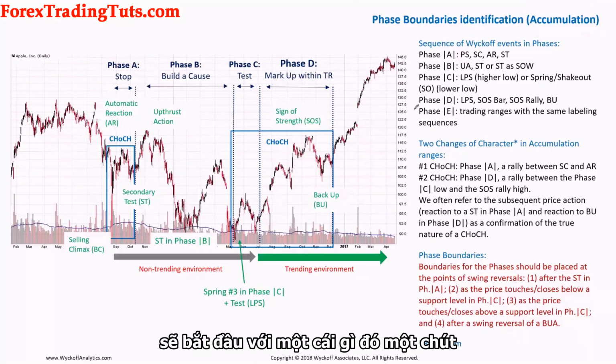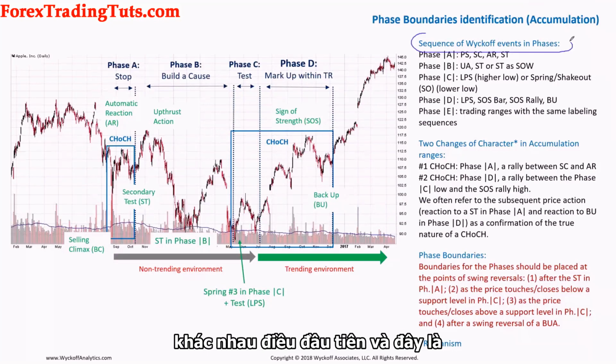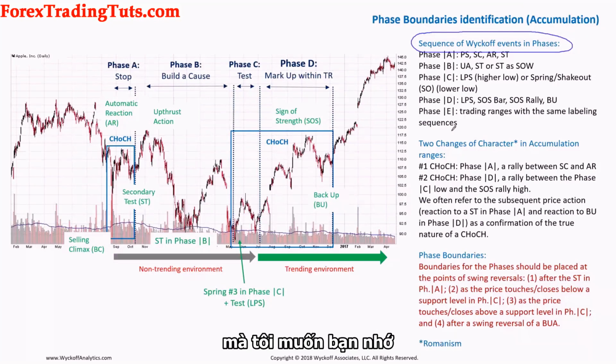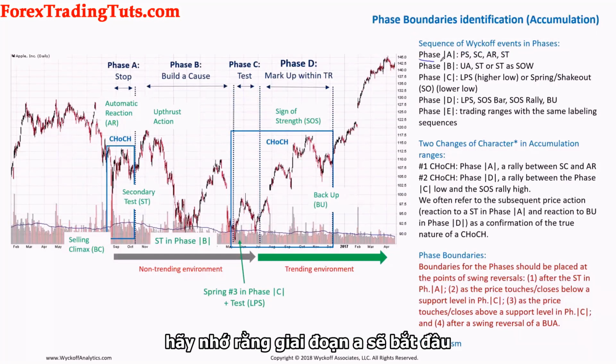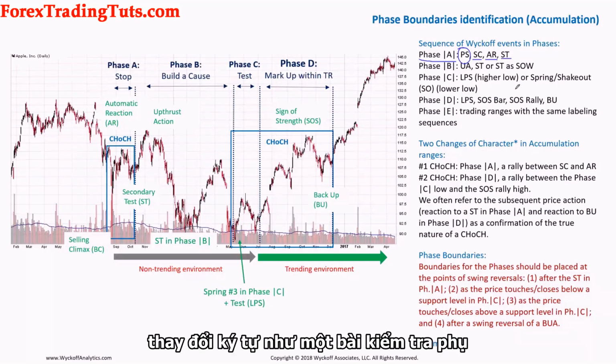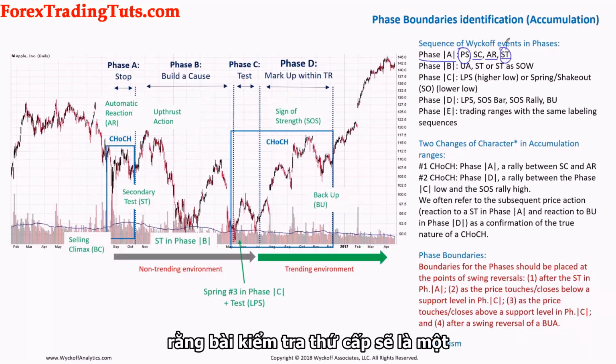And we're going to start with something slightly different. The first thing, and this is one of the most important things at this point of the course that I want you to remember: I want you to remember by heart the sequence of Wyckoff events throughout all of the phases in accumulation and distribution. Phase A is going to start with the preliminary support, go into the stopping action by the selling climax, change of character as an automatic rally, and confirmation of that change of character as a secondary test. That secondary test is going to be a local test, and test number 1 to the selling climax.